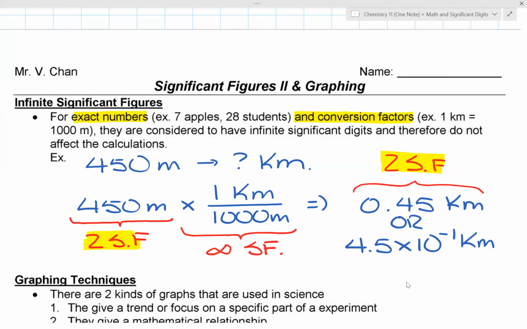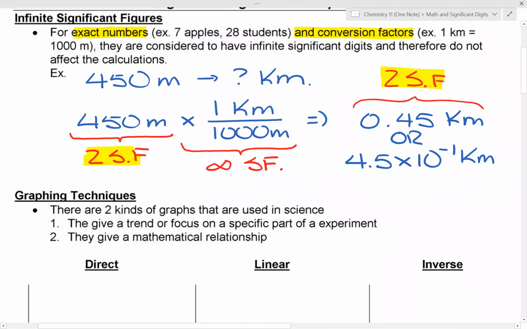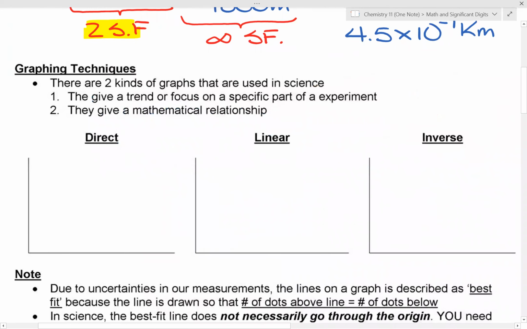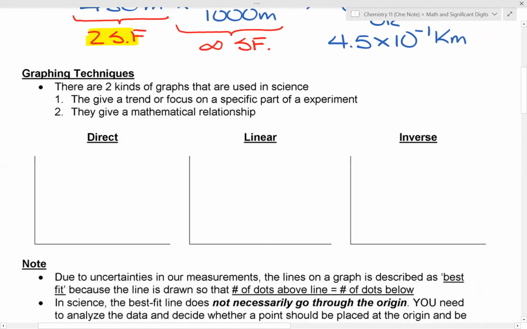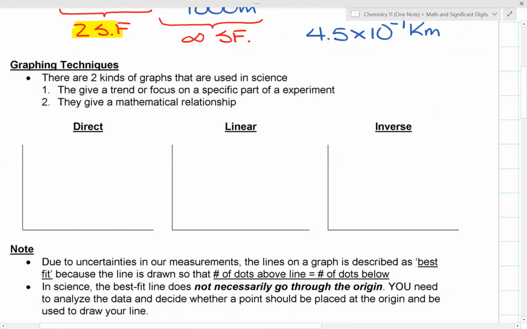Now, we've been dealing with a lot of math, and one of the things we should be aware of is that in science, we do a lot of graphing. In graphing, there are 2 types of graphs that are used in science. They give a trend or a focus on a specific part of an experiment, or they give a mathematical relationship. Generally, there are about 3 or 4 graphs that are commonly used in science.